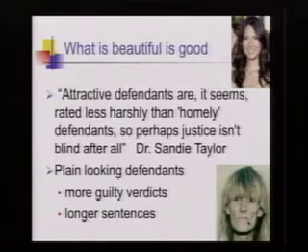Other researchers since then have looked at how attractive a defendant is. Someone who's on trial, is that going to be related to verdicts? Dr. Sandy Taylor has just published a study in the United Kingdom, and this is a quote from her study: attractive defendants are, it seems, rated less harshly than what she used, homely defendants, so perhaps justice isn't blind after all. So you're looking at how attractive an individual is, and then seeing if it's related to verdicts. There have been a number of studies, and the answer is yes.